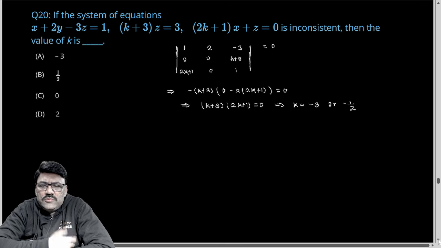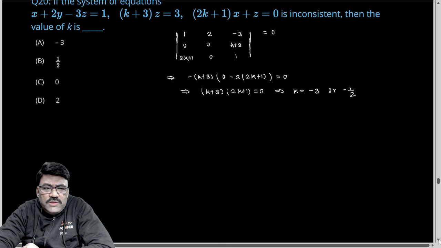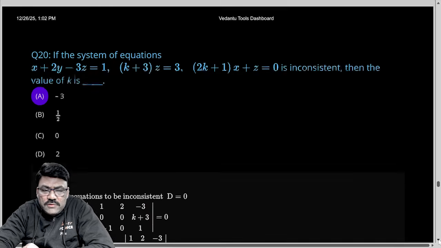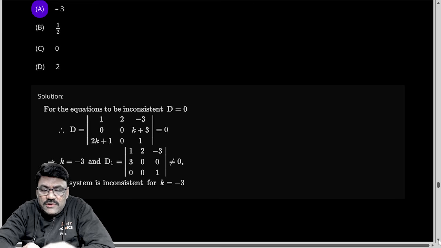And now, just to verify, you can check one more determinant, D1. It means at least one of the remaining 3 determinants, D1, D2, D3 should not be 0. So for this question, minus 3 should be the answer. Because if you check one more determinant, D1, D1 is not 0 for K is equal to minus 3.